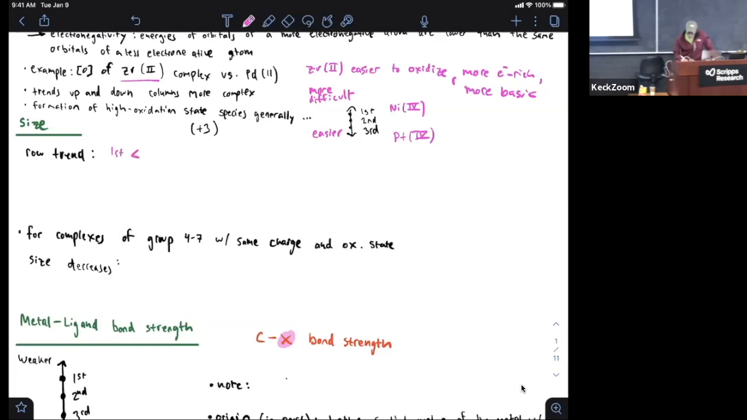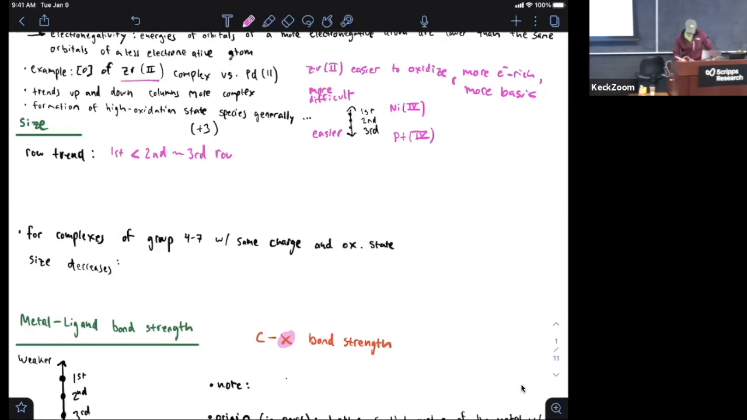Okay, so that is true from the first to the second row. What about second to third row? It gets smaller instead, or it's roughly similar. It's roughly similar, exactly. Kind of a trick question.